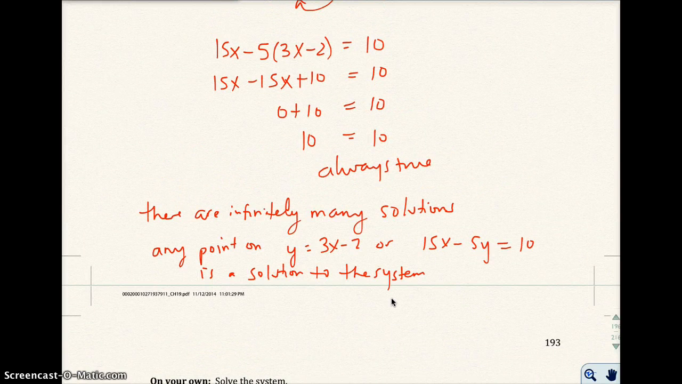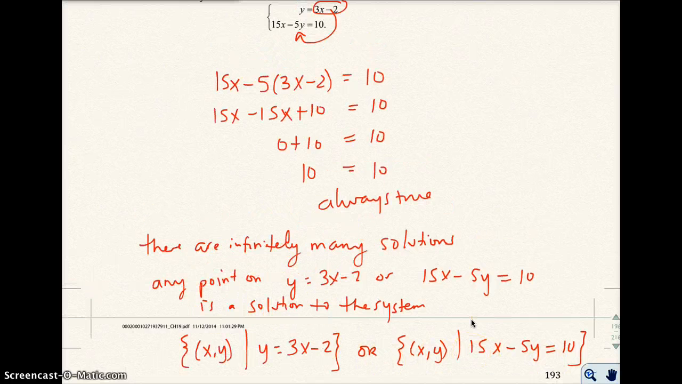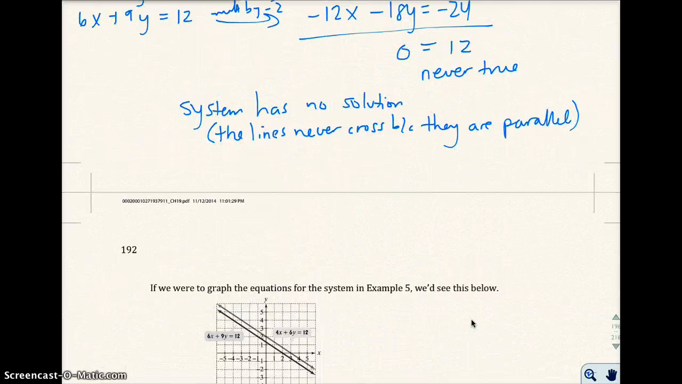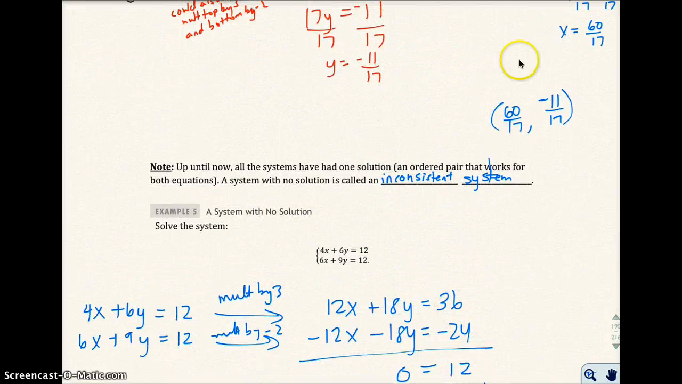Now in my math lab, to represent that, you're going to say the set of all ordered pairs x and y such that y equals 3x minus 2, so such that that ordered pair is on that line. Or you could write the set of all x and y such that 15x minus 5y equals 10. Just have to do one or the other. So to indicate that solution, you would do this or this. In the last problem, you would write no solution. Otherwise, you're going to have an ordered pair like we have right here.